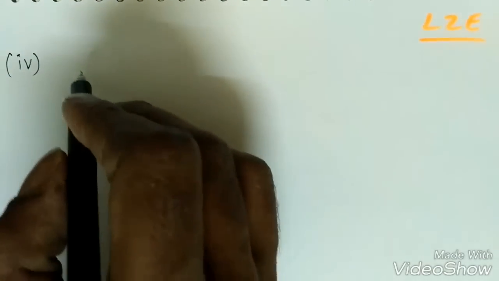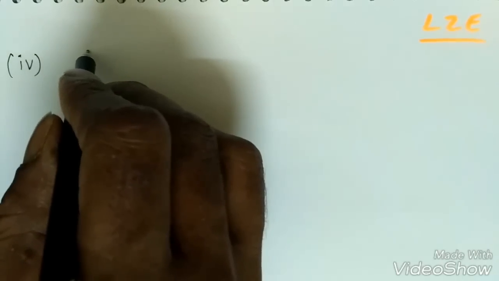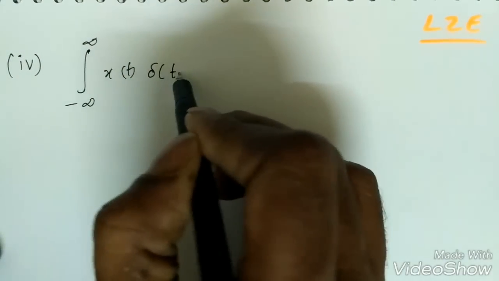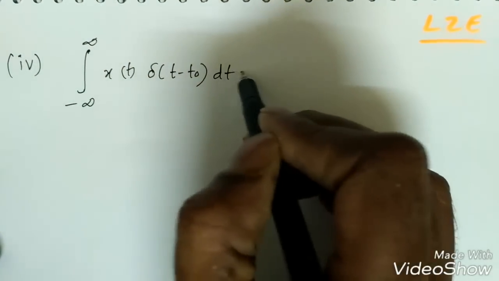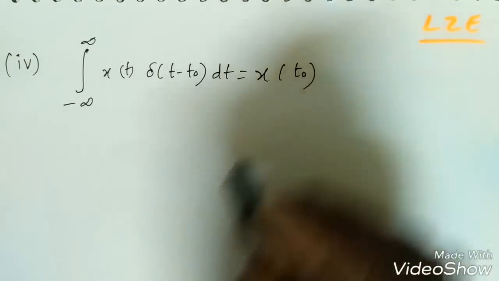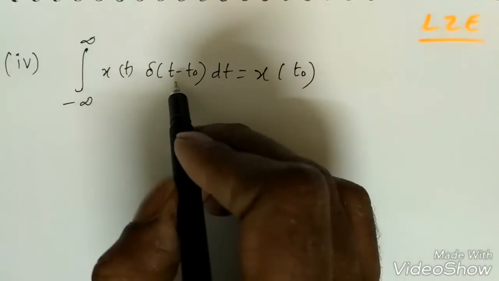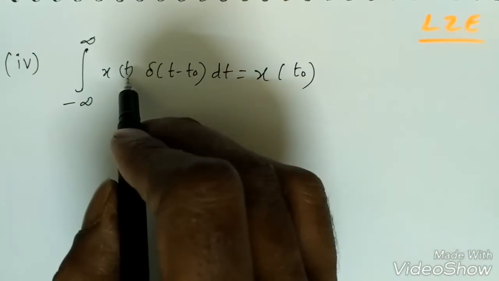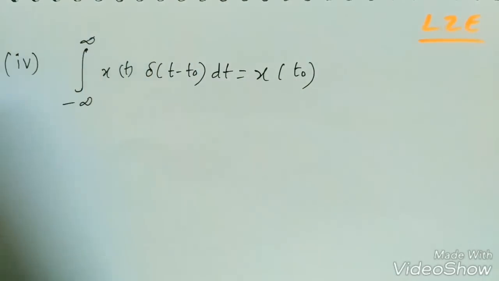Now what is the next property? It is the fourth one. This is like the integration property. Fourth one, suppose it is like this: the integral from minus infinity to infinity of x of t multiplied with delta t minus t naught into dt is nothing but x of t naught. It's very simple. We know that whenever delta t minus t naught is multiplied with x of t, it will become x of t naught, right? The x of t naught will come outside.